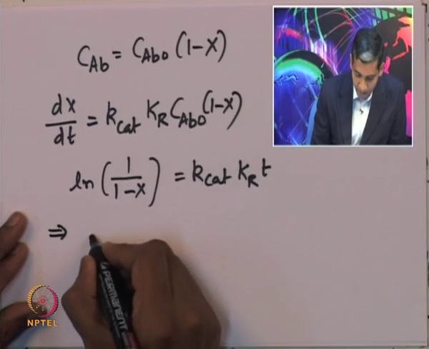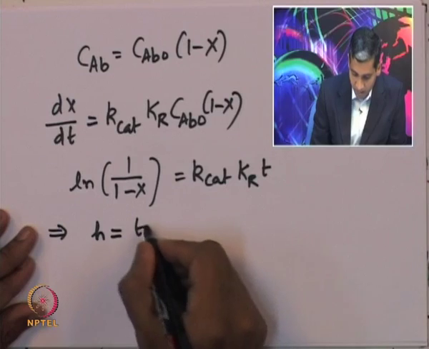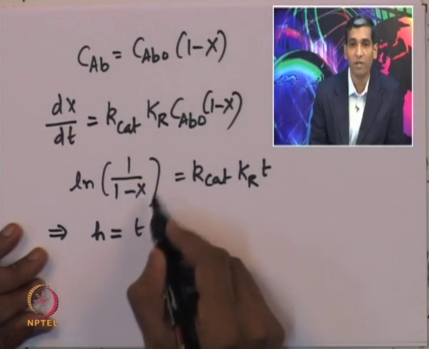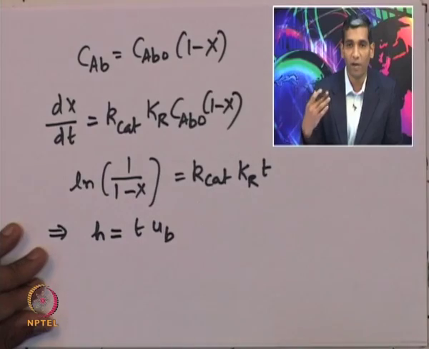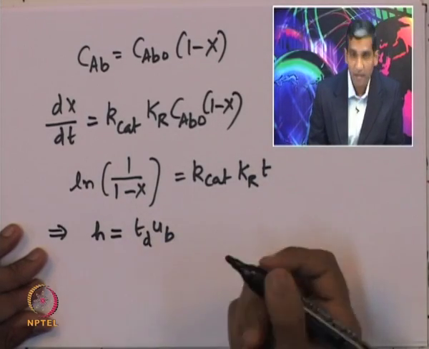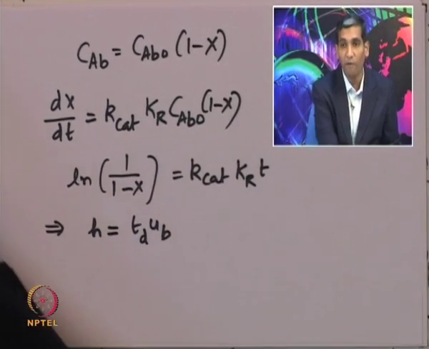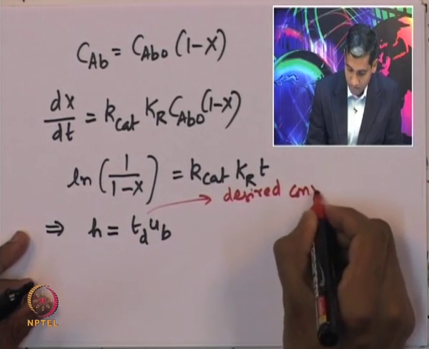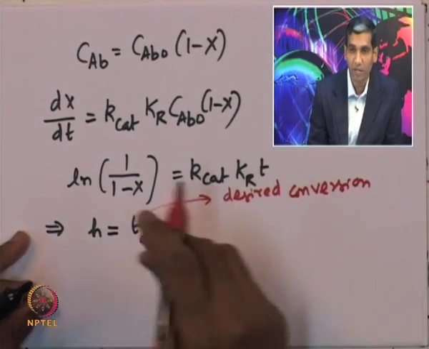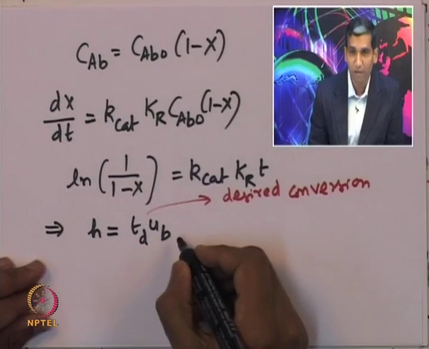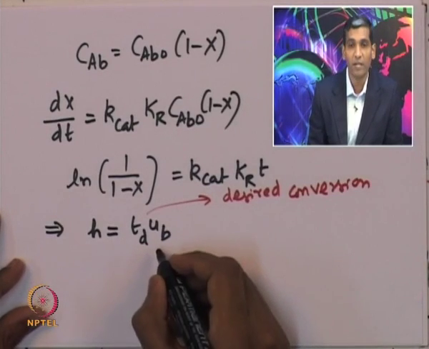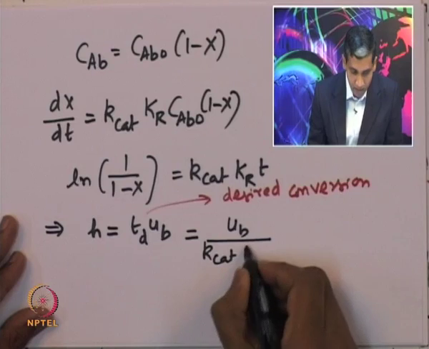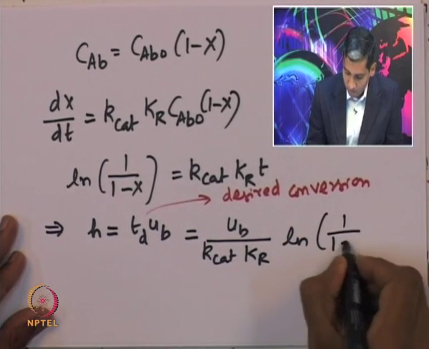So, from this we can find out what is the overall height that is required. That is equal to t into u_b, the height that is required if a specific conversion is set. Supposing t_d is the time that is required from this expression for the desired conversion, then the height of the bed can be estimated by using this expression t_d into u_b, and that is equal to u_b divided by k_cat into K_R into ln of 1 by 1 minus X.